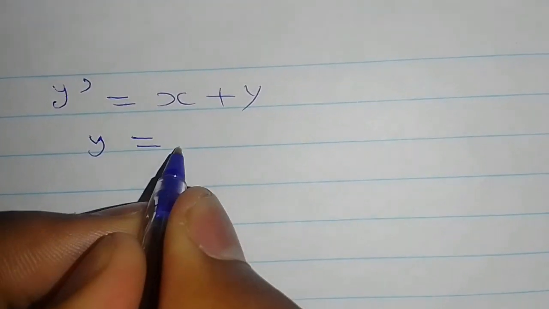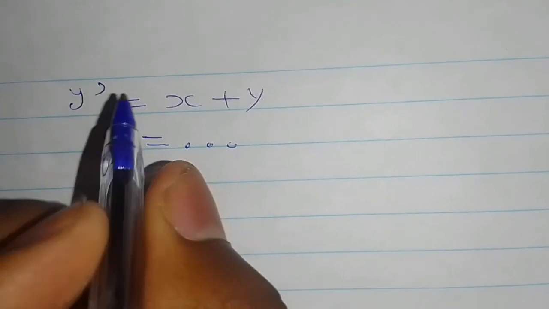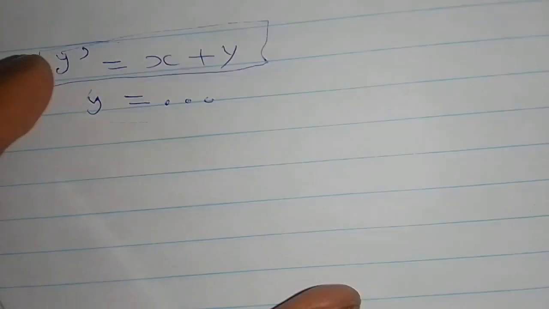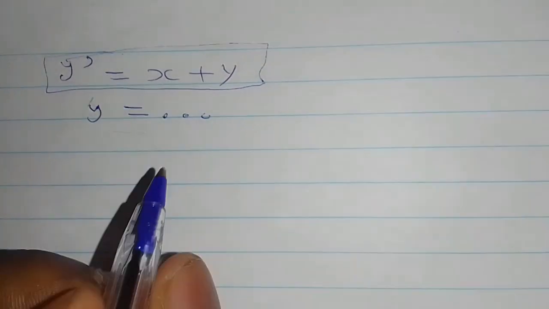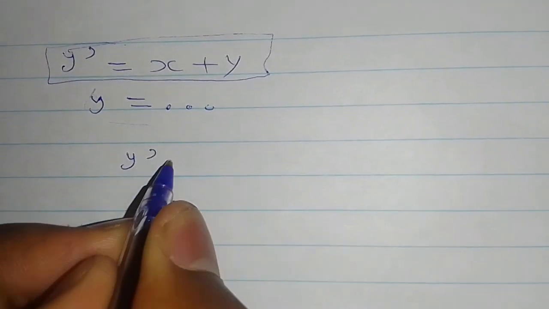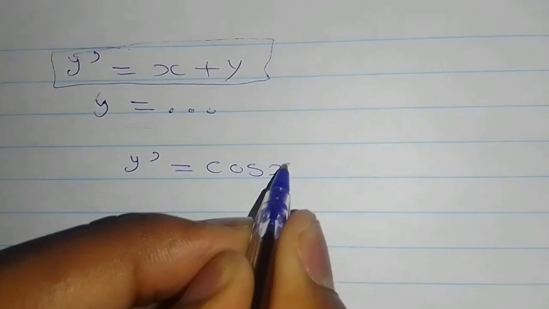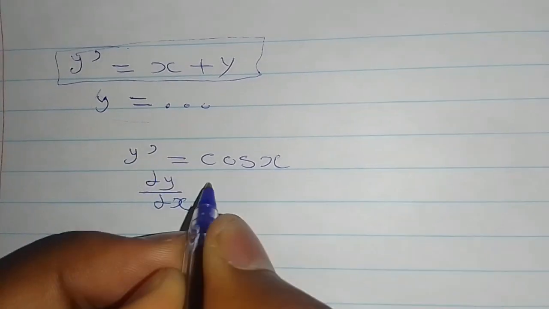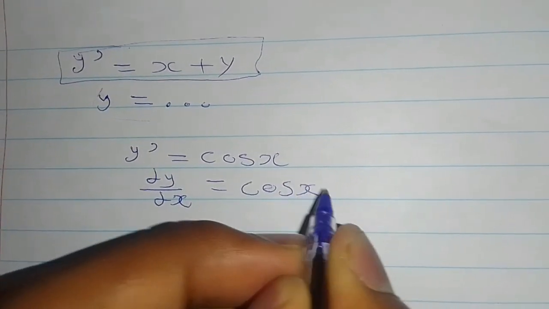In this one we expect that we have some function y that when you differentiate it, you get the derivative y prime equals x plus y. Now we have techniques for solving differential equations. Maybe if we have y prime equals cos x, we assume y is a function of x. You can write y prime as dy/dx, and then we have cosine x.